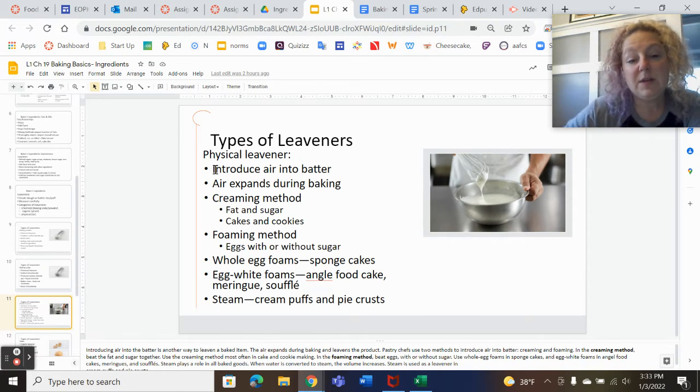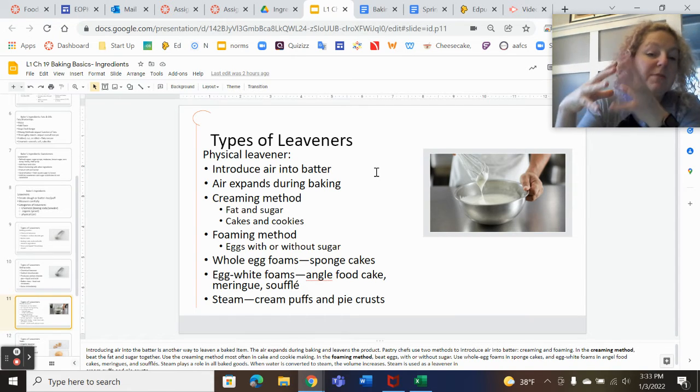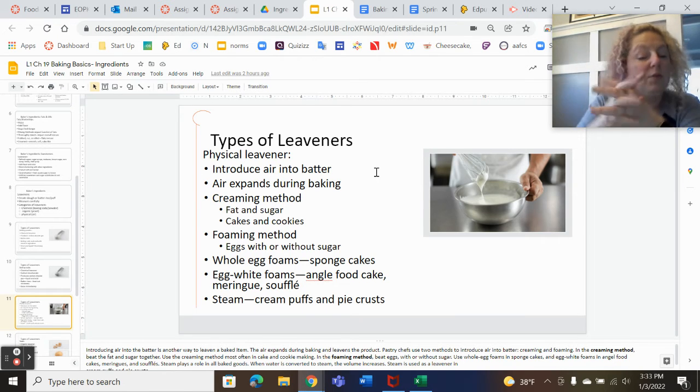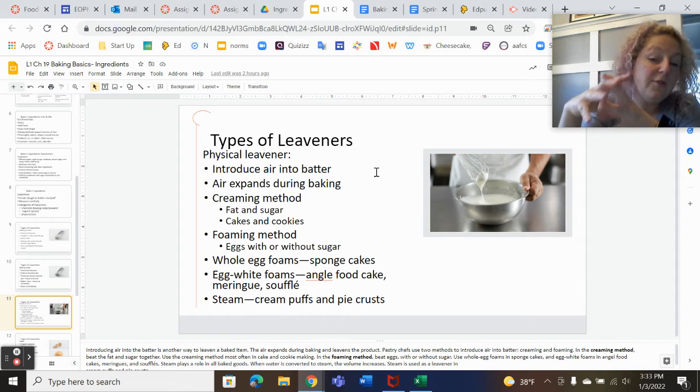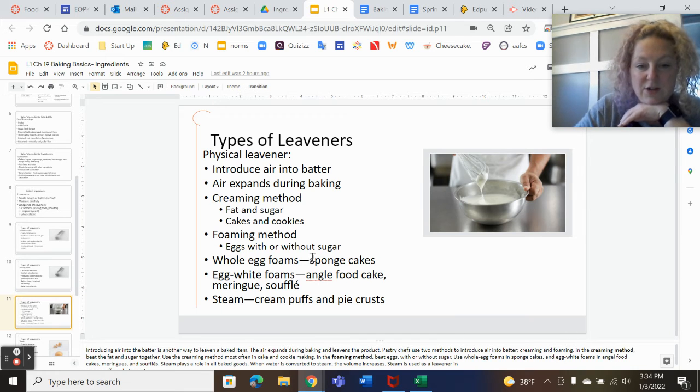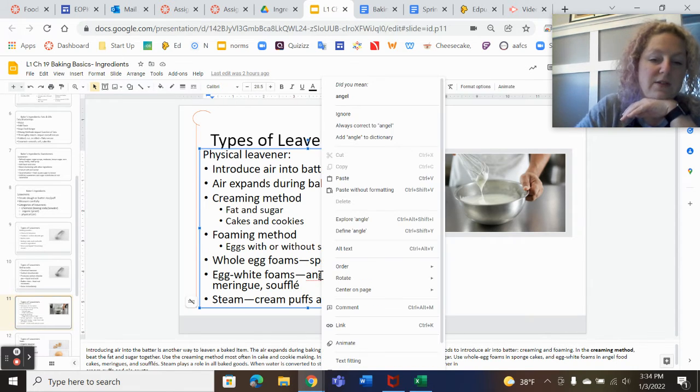Physical leavener, so that's going to be air introduced into your batter, and the air is going to expand during the baking process. The creaming method, when you cream that fat and sugar together, like when making cakes and cookies, is going to play a role in how it comes up or down. The foaming method is eggs without sugar, like when you're making a meringue and you turn egg whites into a foam. There are whole egg foams, which are utilized in sponge cakes, and then you have egg white foams: angel food cake, meringue, and then souffle.